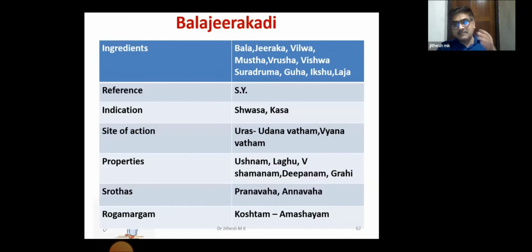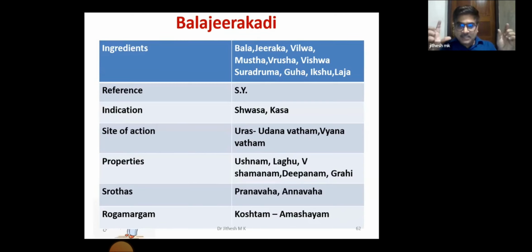Now, see the other medicine called Balajiragadi. We can say this Balajiragadi is fortified Nayobhaya. All the 3 ingredients present in the Nayobhaya are there in Balajiragadi also: Bala, Jiraga, Nagara. Again, here: Bilva, Musta, Vacha, Vishvaprasrudrumi, Bruhatyekshu, Laja, Sahidea. The yoga is mentioned in Sastra Yoga, Swasa Kasa Harampara.